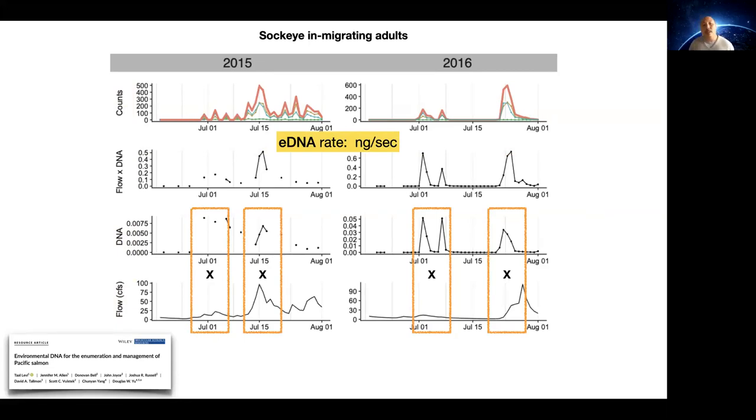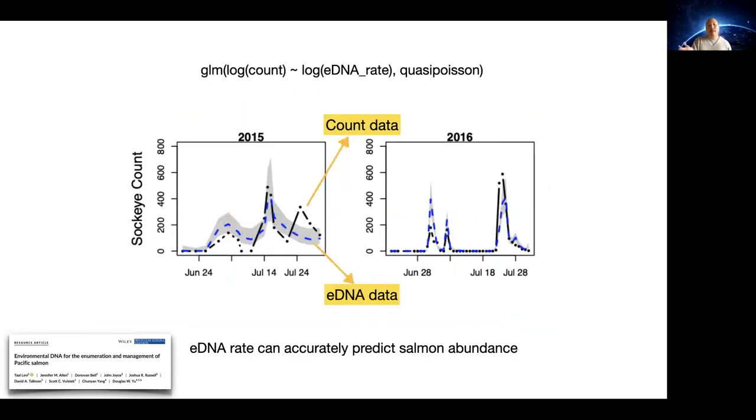And now it actually looks pretty good. When there's a few fish, you get a little bit of DNA. When you have a lot of fish, you get a lot of DNA, and so forth. And the error is mainly driven by error in counting the water flux, not so much the eDNA. And then now you take the eDNA rate and the count, and you see whether or not you can fit a model with one to the other.